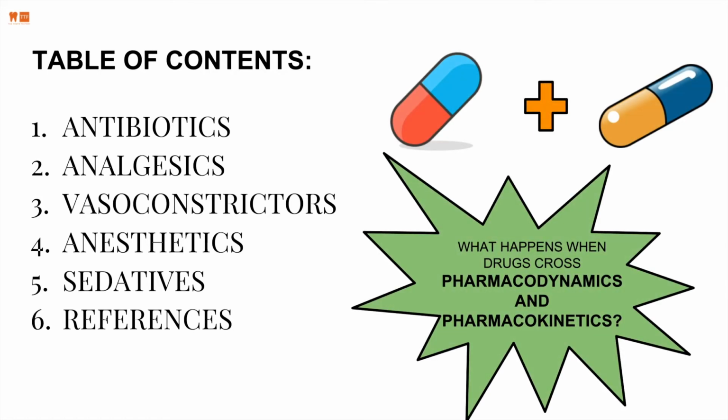So what is drug-drug interaction? Consider this: what happens when drugs cross pharmacodynamics and pharmacokinetics? I know we haven't covered these topics yet, but we will be taking them over in the next video, so keep an eye out. What it means is what the drug does to the body and what the body does to the drug. However, when two drugs are mixed together, what happens to each other? And that is drug-drug interaction.